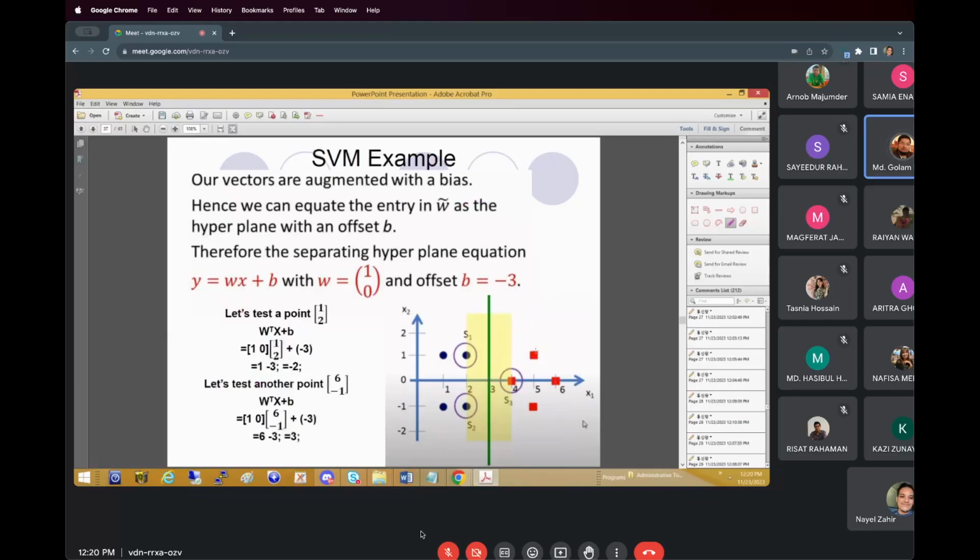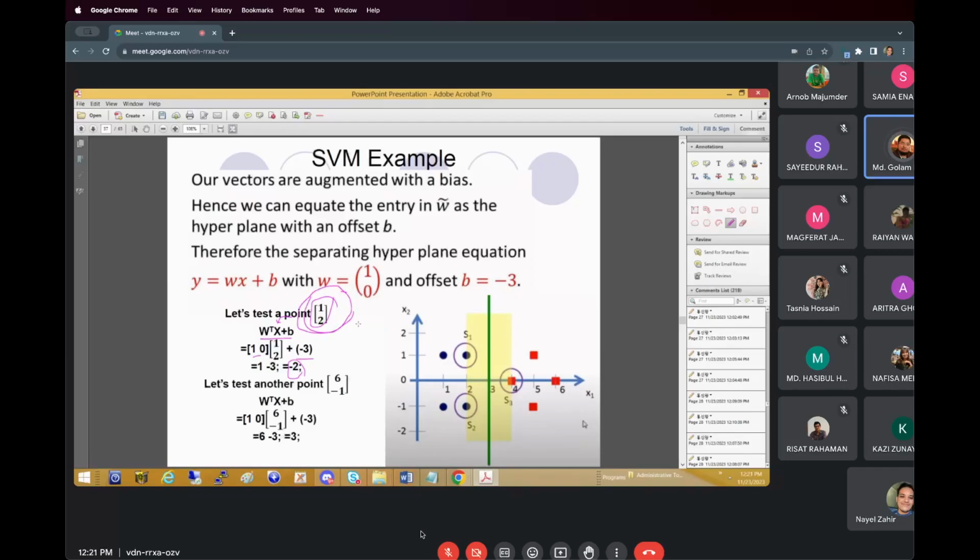Now take a new point like (1, 2). We know that the hyperplane equation is x = 3. The w is (1, 0), the data point x is (1, 2), and b is -3. We have already computed the optimal value of b. If we plug these in, we get -2. Negative means the negative class, so this point is in the negative class.